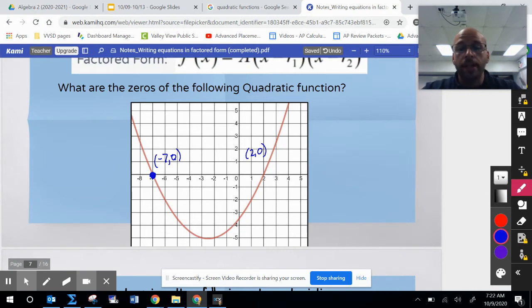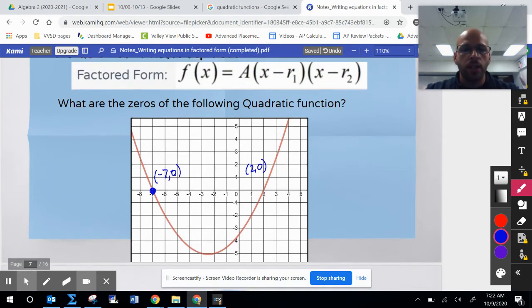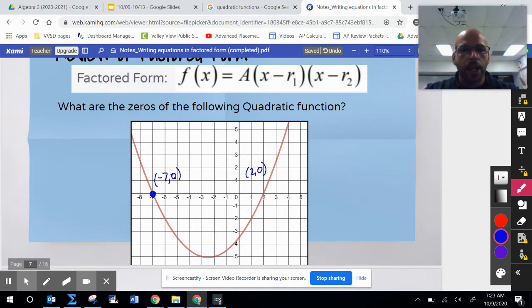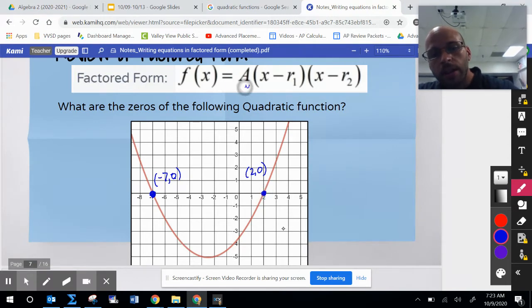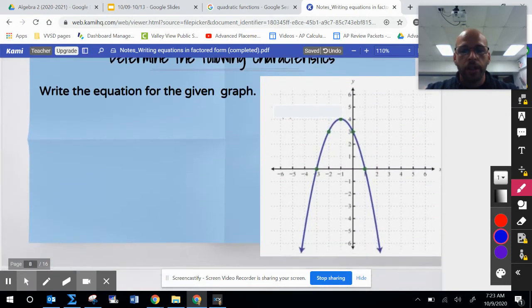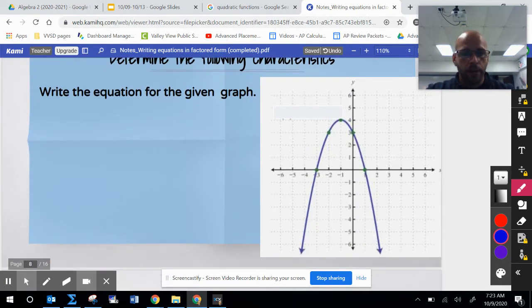But how about writing the equation for that quadratic, right? I want the equation for that red curve. So the next few slides talk about how to write the equation using the formula at the very top of the slide here. We're going to find the x-intercepts. We are going to then find the a value that's inside, and we're going to write the equation for this quadratic, okay? So here is my first graph, okay?